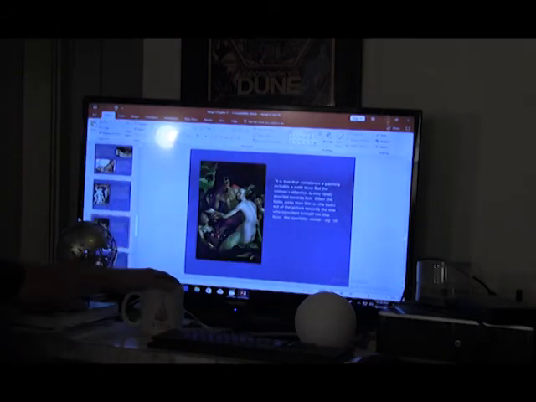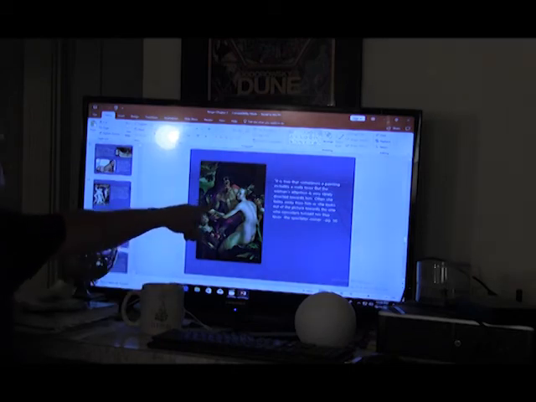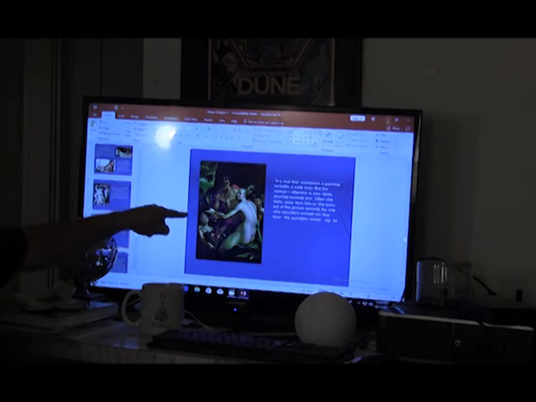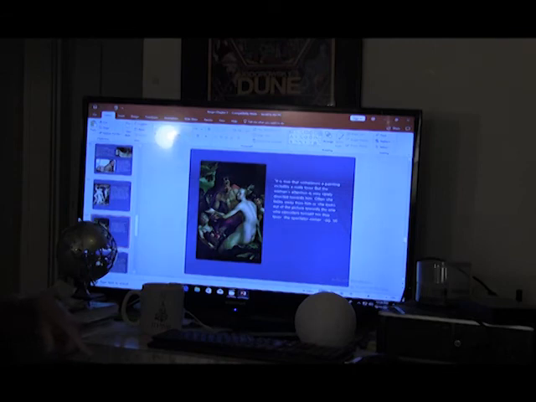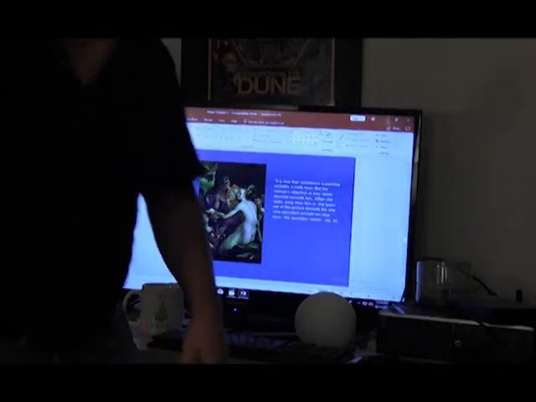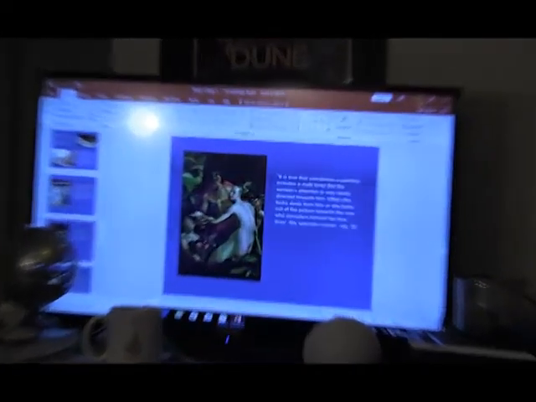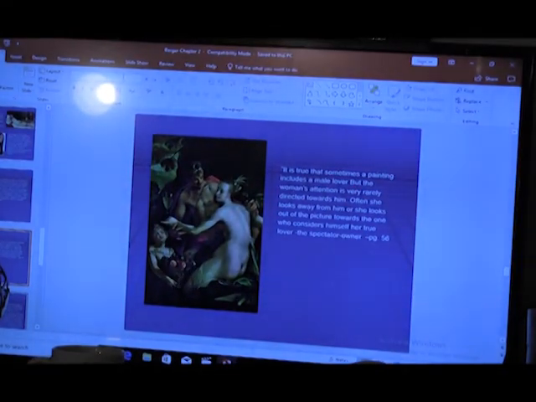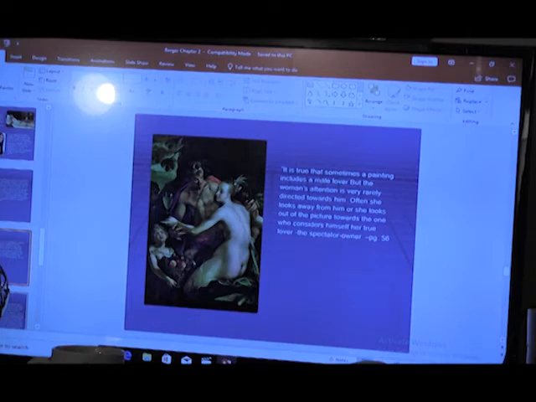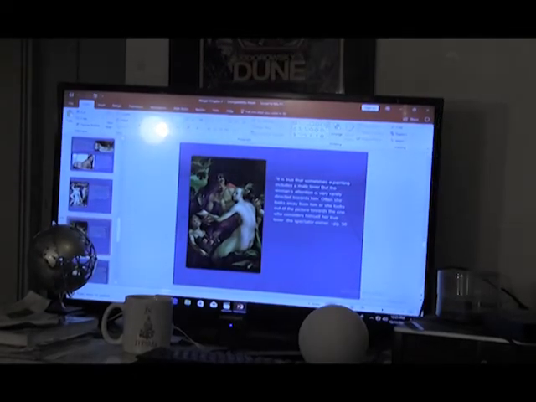It is true that sometimes a painting includes a male lover, like this one, but the woman's attention is very rarely directed to the male lover. Often she looks away from him, or she looks out of the picture towards the one who considers himself her true lover. And then he'll use this kind of chilling term, I believe for the first time, the spectator owner, right? She's shown as being with a man, but she always has her eyes on the voyeur or the spectator, all right? Think about this concept.